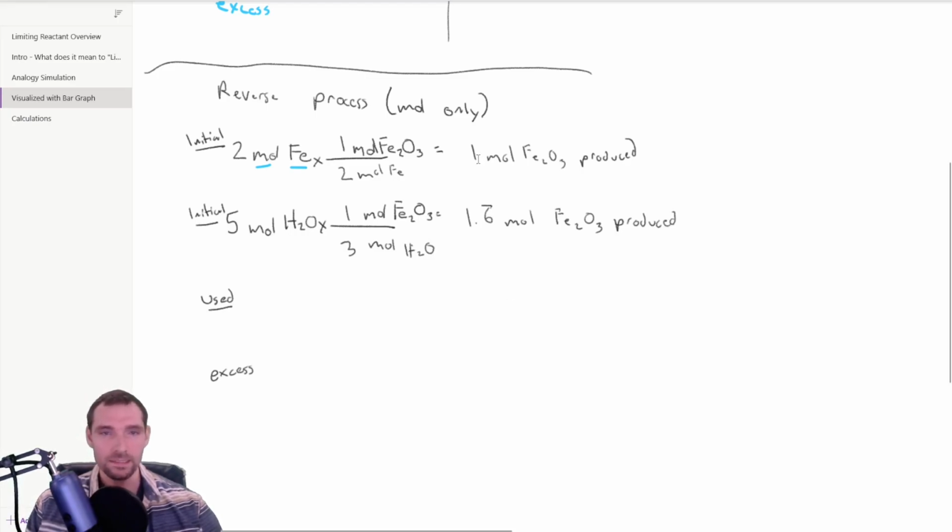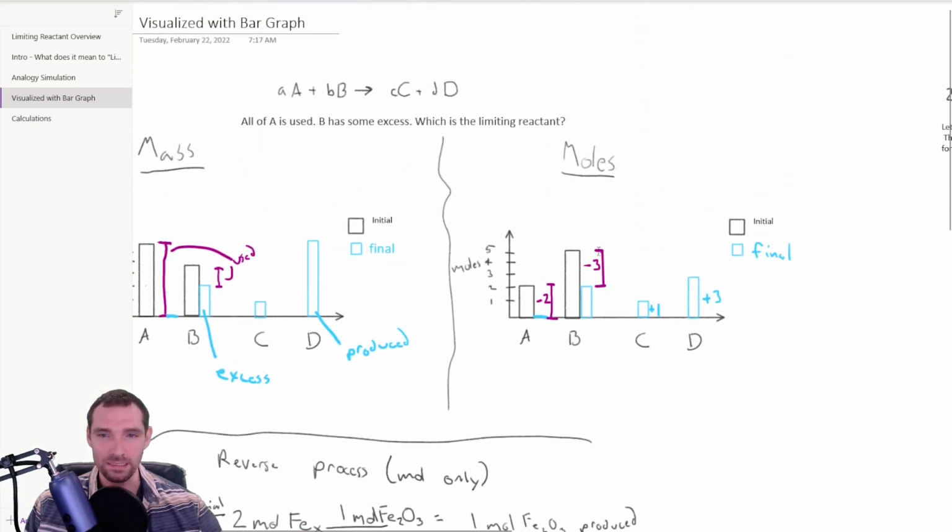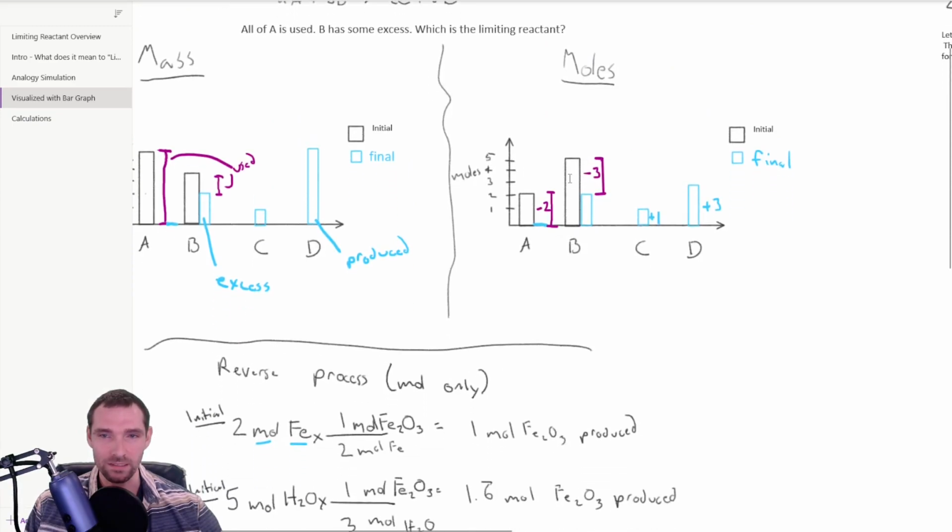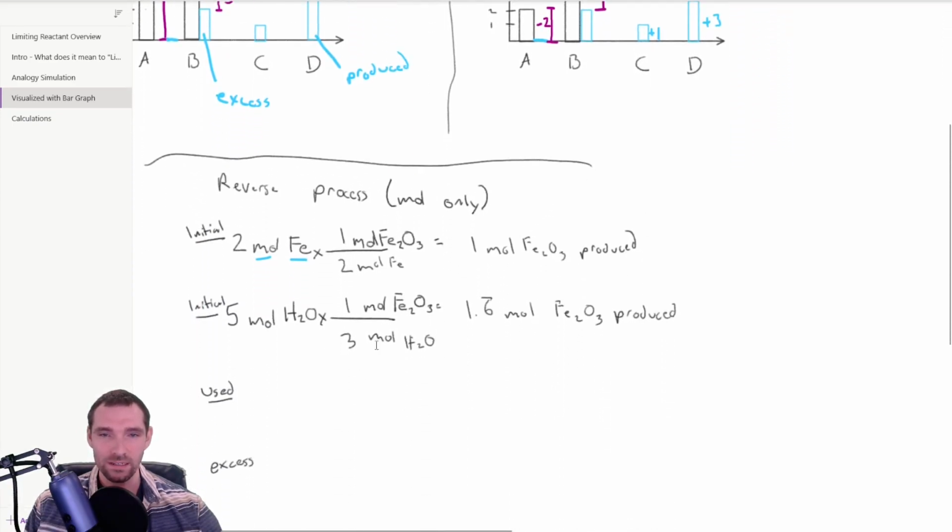And so what we can see is that this could produce, like if we had 5 moles of water, we could produce more of this stuff than if we've got 2 moles of iron. And that's kind of what I was thinking through here. You're gonna start with the one that's limiting. So we can see that this right here is limited by the iron in this situation where we're starting with the 2 moles of iron.